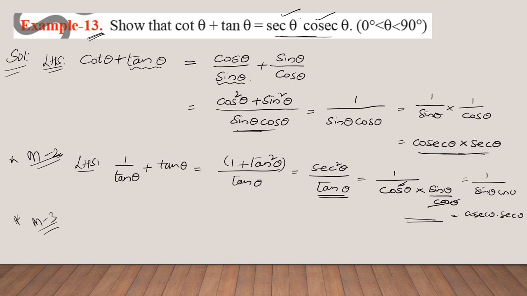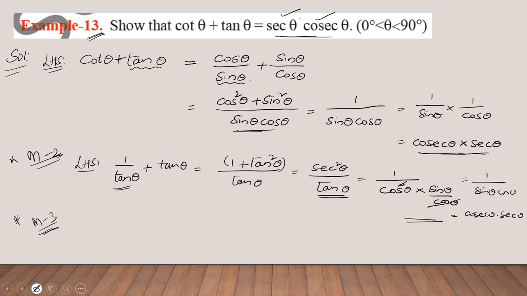Either you can change it into sin by cos and cos by sin and simplify. Method number 2, change cot theta as 1 by tan theta and proceed with the identities. Or method number 3, change tan theta as 1 by cot theta and apply the third identity and proceed, right? So there are 3 approaches for this, and in all the 3 approaches you are going to get the same answer. There won't be any change in the answer, right?